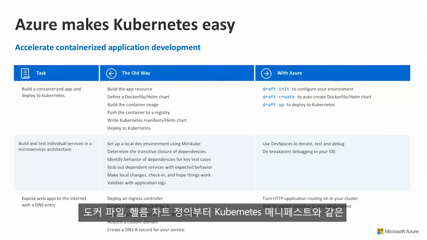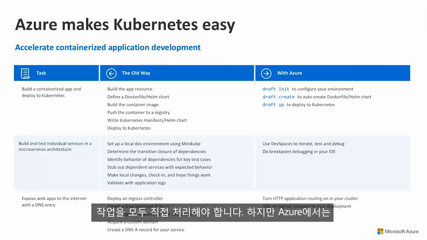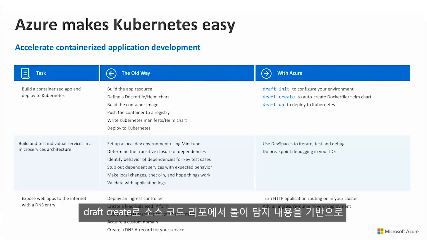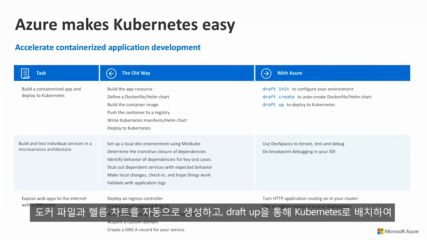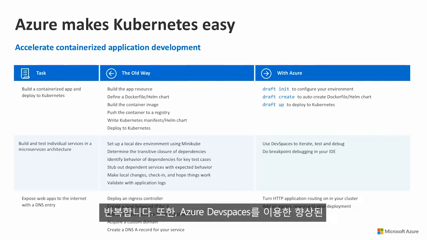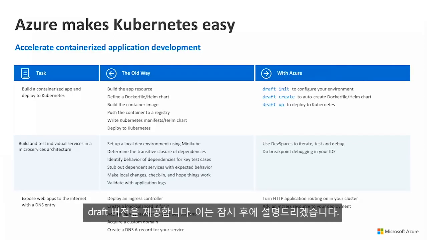With traditional models, you're basically on your own for how you define Docker files, Helm charts, Kubernetes manifests, things like that. With Azure, we offer the open source Draft project, which allows you to draft init your environment, draft create to scaffold out a Docker file and a Helm chart based on what the tool detects in your source code repo, and then draft up to deploy the app to Kubernetes and begin iterating through your development cycle. We also offer an enhanced version of Draft with Azure Dev Spaces, which I'll show you soon.